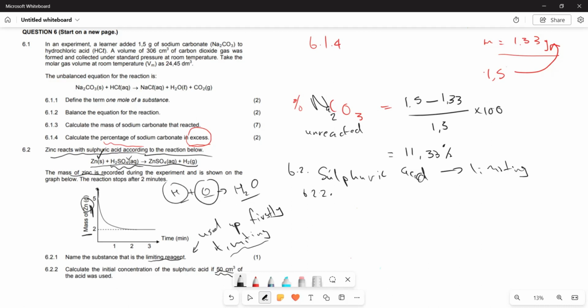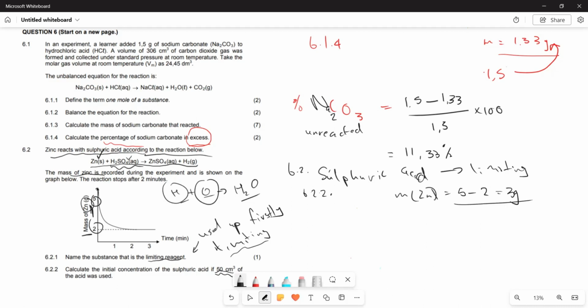Now look, let's start here though. We need to start by calculating the mass of our zinc, because we are not given a precise mass. The reaction started at 5, but now it ended at 2. So the total mass that was used is 5 subtract 2, which is 3 grams. That's where we are going to start.